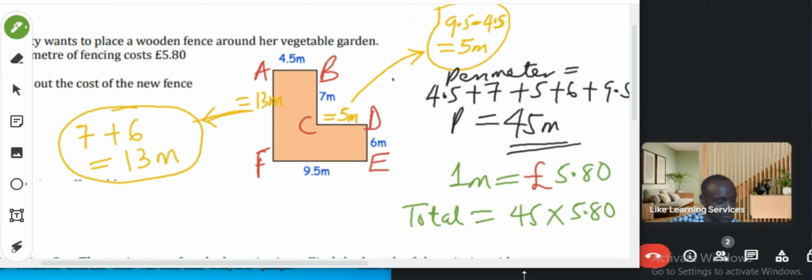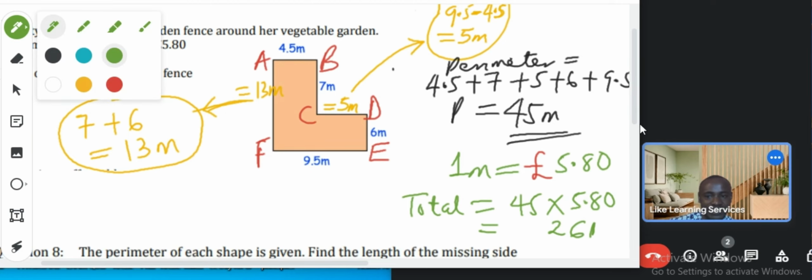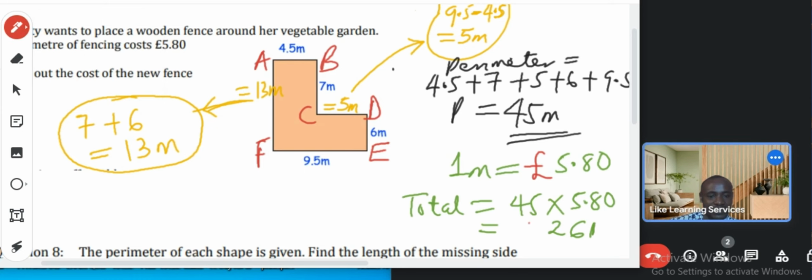Good girl. So let's conclude with this. 45 times £5.80, and that will give you 251 pounds.